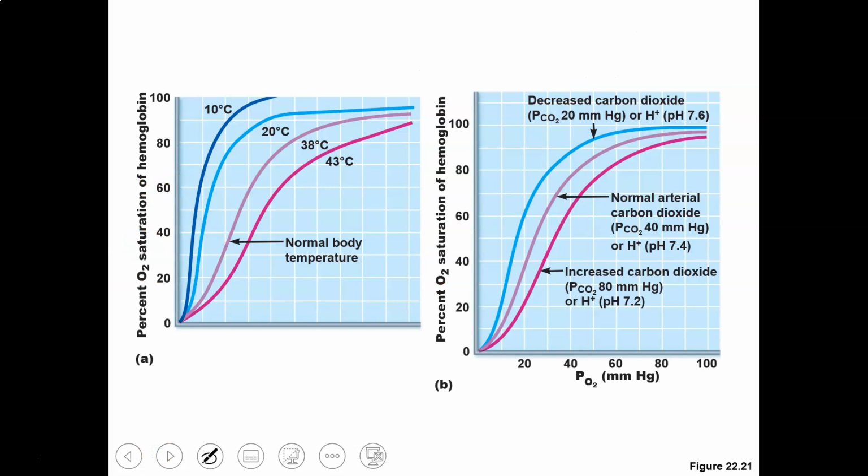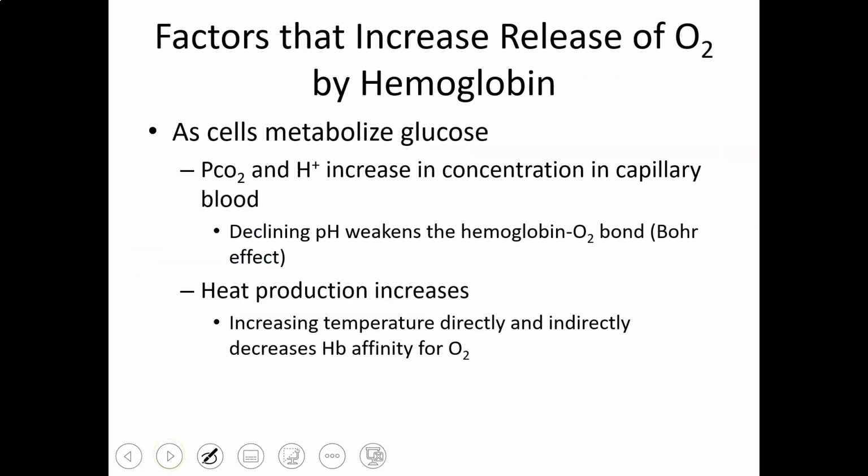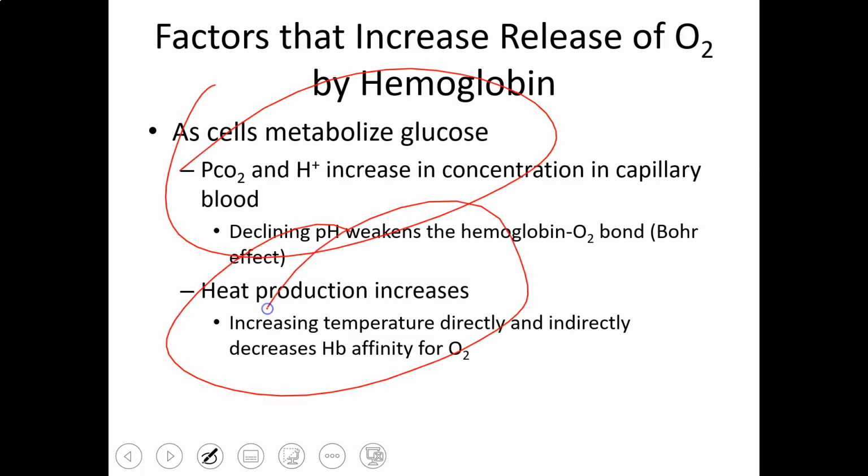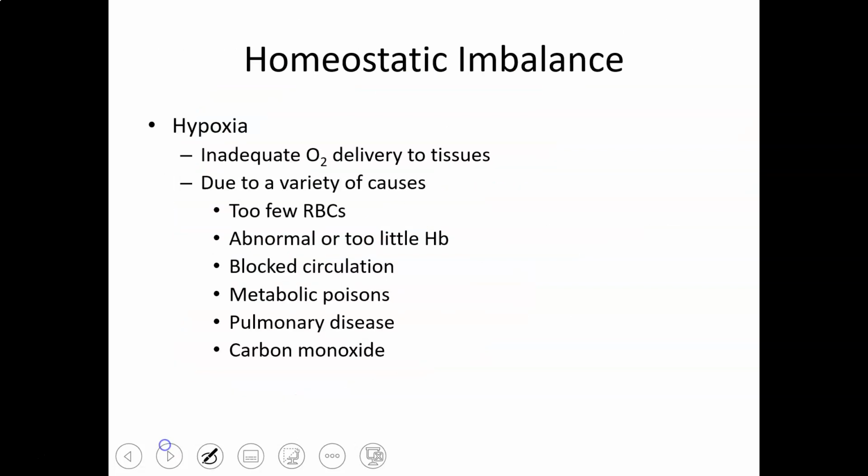We're not going to get into the shifting of the curve to the left or right, so don't worry about that. Realize that active tissues, cells metabolizing glucose, heat production, that creates a situation that weakens the hemoglobin oxygen bond. Active tissues need more oxygen, and the byproducts of activity cause hemoglobin to let go of oxygen. Hypoxia is when you don't get enough oxygen in tissues.